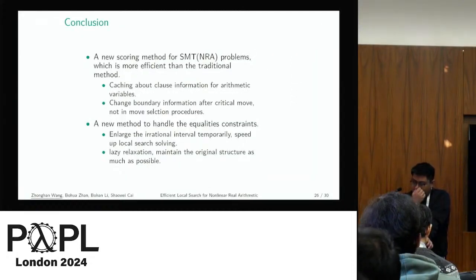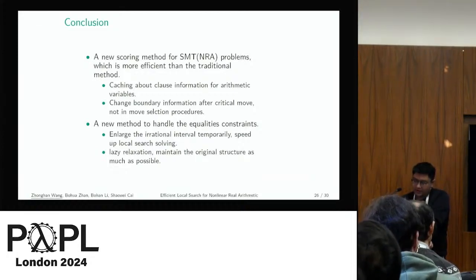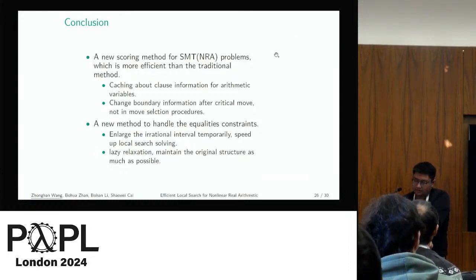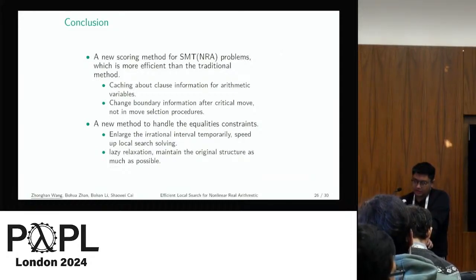Okay, here's the conclusion. We bring a new scoring method for SMT NRA, and we cache the clause information for arithmetic variables and only change them after the critical move. The second one is about a new method to handle the inequalities, and we enlarge the irrational interval temporarily and speed up the whole solving.